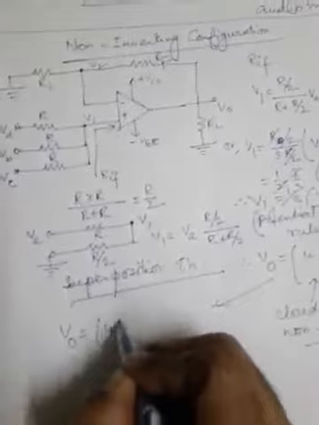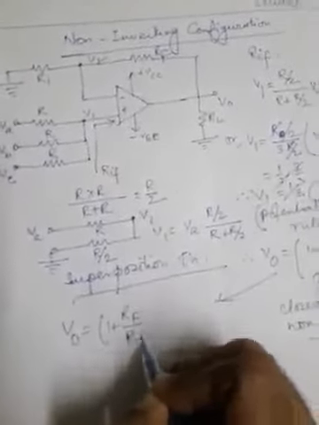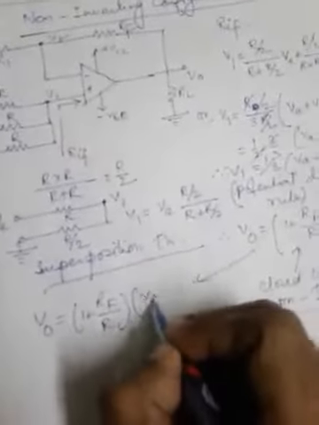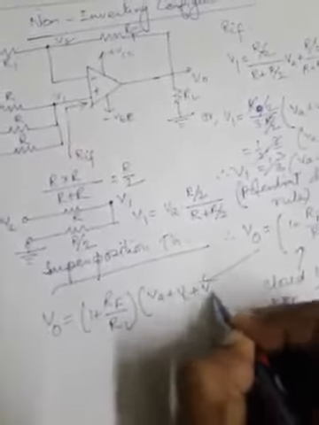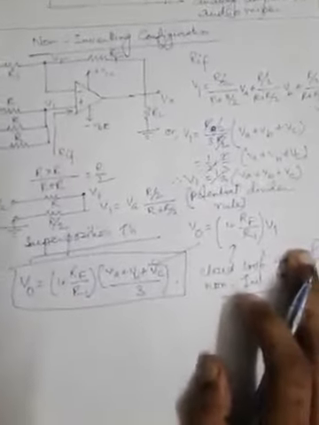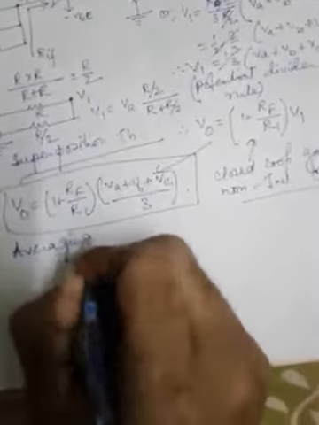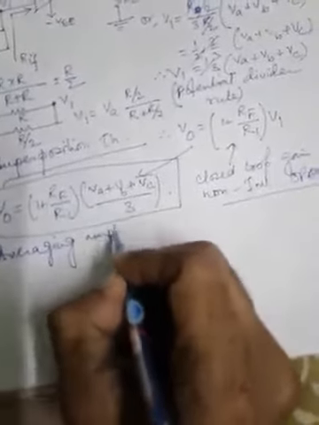Now if we substitute V1 in this equation, VO can be written in terms of VA, VB, VC as 1 plus RF by R1 into VA plus VB plus VC divided by 3. So this is the expression for output voltage for non-inverting mode of amplifier. Now let us see how it is acting as averaging amplifier, or how it can be explained with the help of this equation, that it may also act as an averaging amplifier.